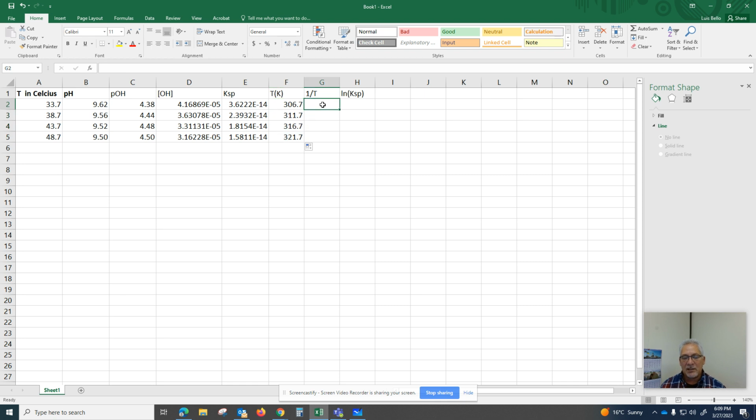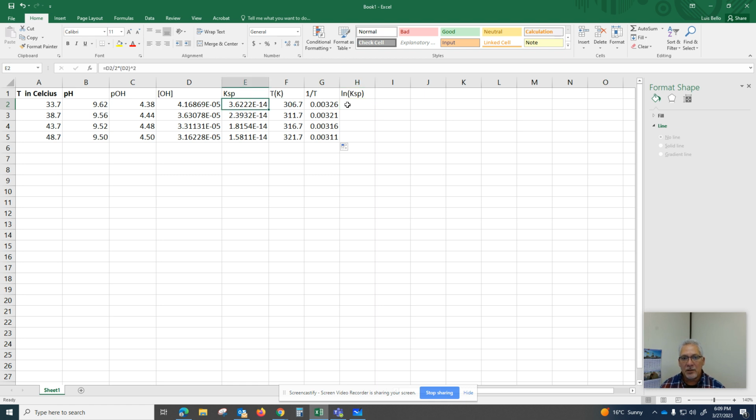And the next thing is dividing 1 over T, but in Kelvin. So that will be my X value on the axis. So that will be 1 divided by T, which is this one. And then again, redoing the calculation. Next thing is finding the natural log of the Ksp.